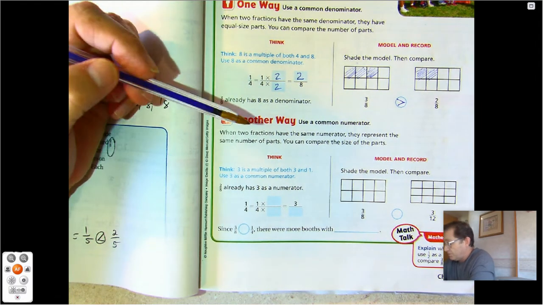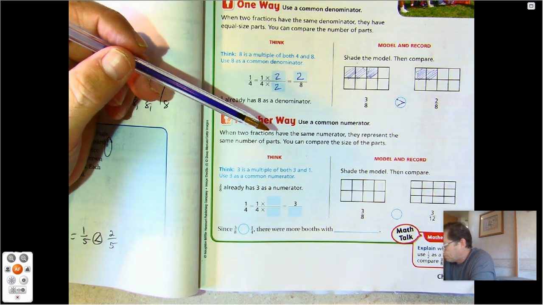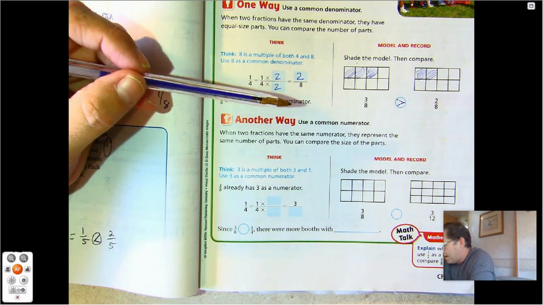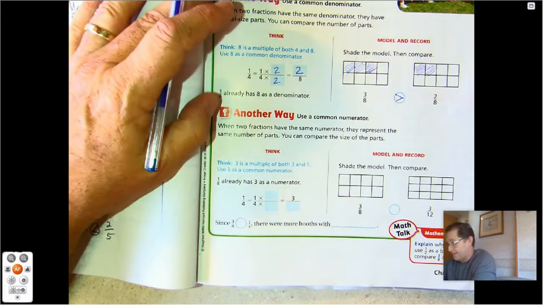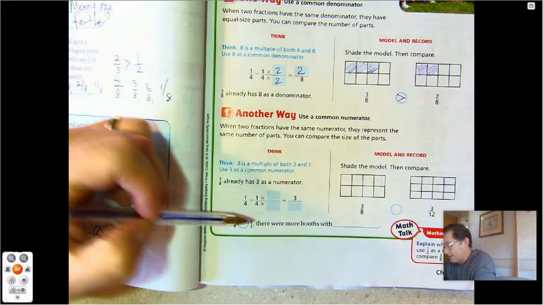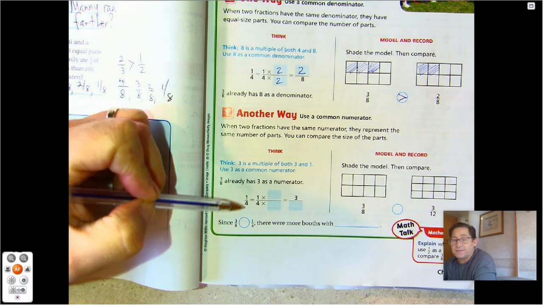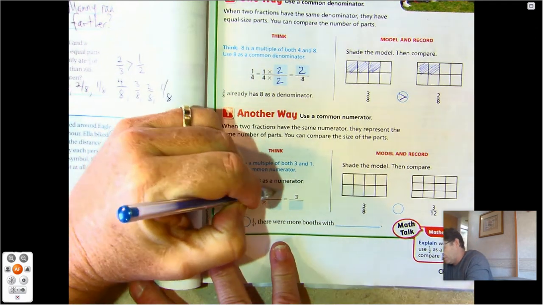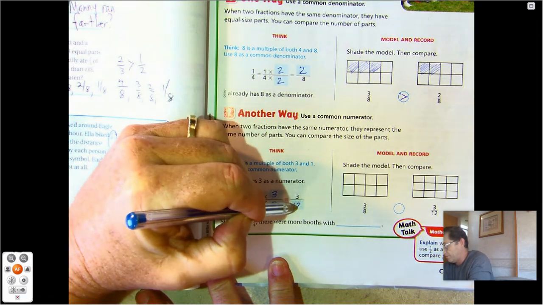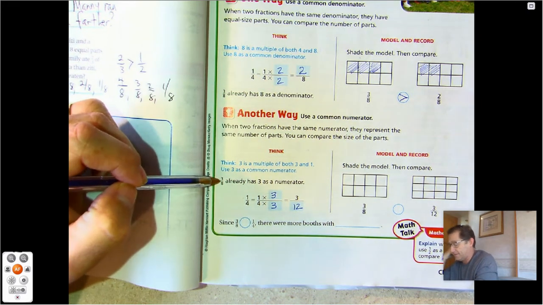So when two fractions have the same numerator, they represent the same number of parts. And you can compare the size of the parts. So think here. 3/8 already has a numerator of 3. Well, it would be easy to multiply the 1 in 1/4 to get a numerator of 3. You just have to multiply by 3, right? 3 times 1 is 3, and 4 times 3 is 12. So now we would be comparing 3/8 and 3/12.